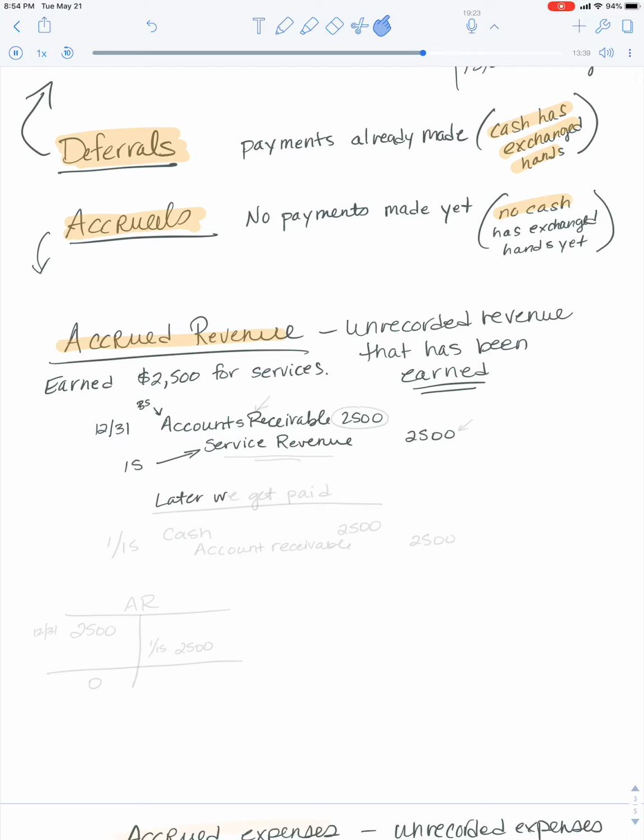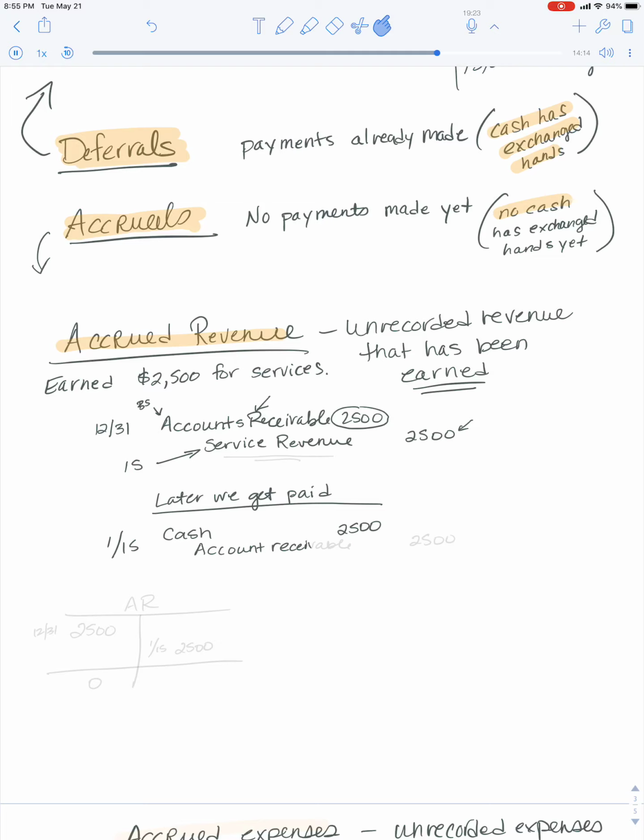So let's say like January 15th. We get paid. So we've already recognized the revenue. We can't recognize it again and hit the income statement again. So we're going to recognize our cash. So our cash will increase with a debit. And now we're going to remove this accounts receivable holding place. It's a debit balance now of $2,500. So to make it go away, we need to credit that account for $2,500. So now it'll be 0.